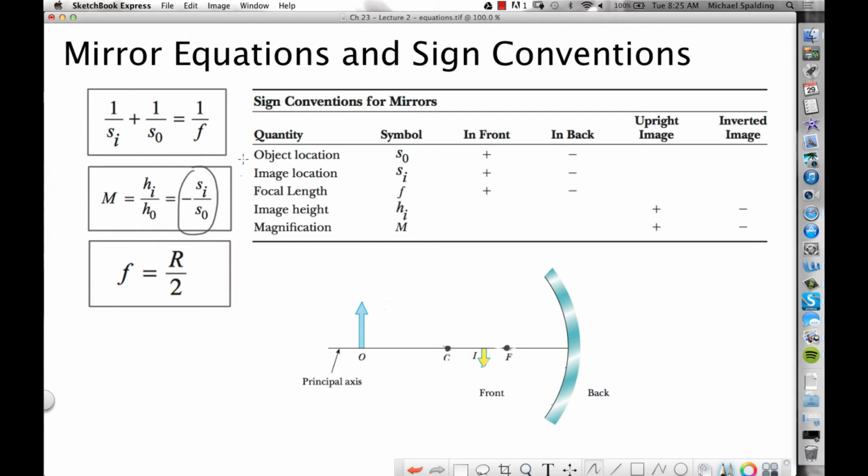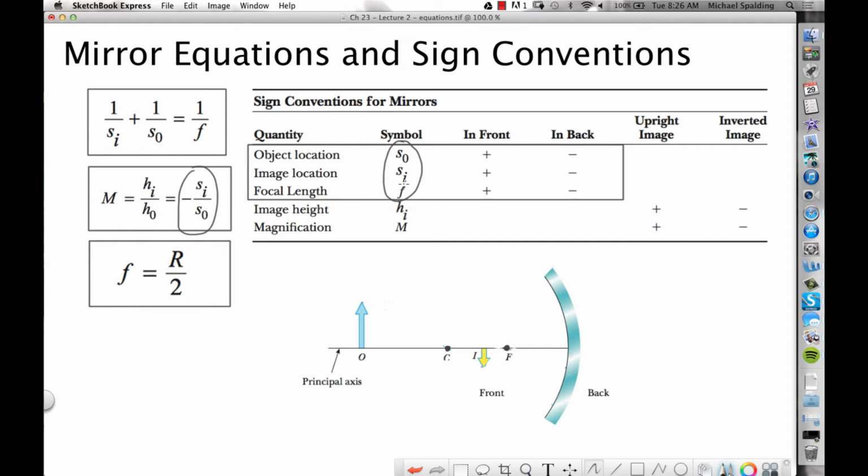Now, I want to point out sign conventions. That's what's going to make this challenging. Anybody could plug into these equations, but unless you know the sign conventions, you're not going to get it correct. I'm going to put a box around this. There's a way that we can summarize the sign convention for these three terms: object distance, image distance, and focal length. What's the easiest way to remember it? It's super easy.